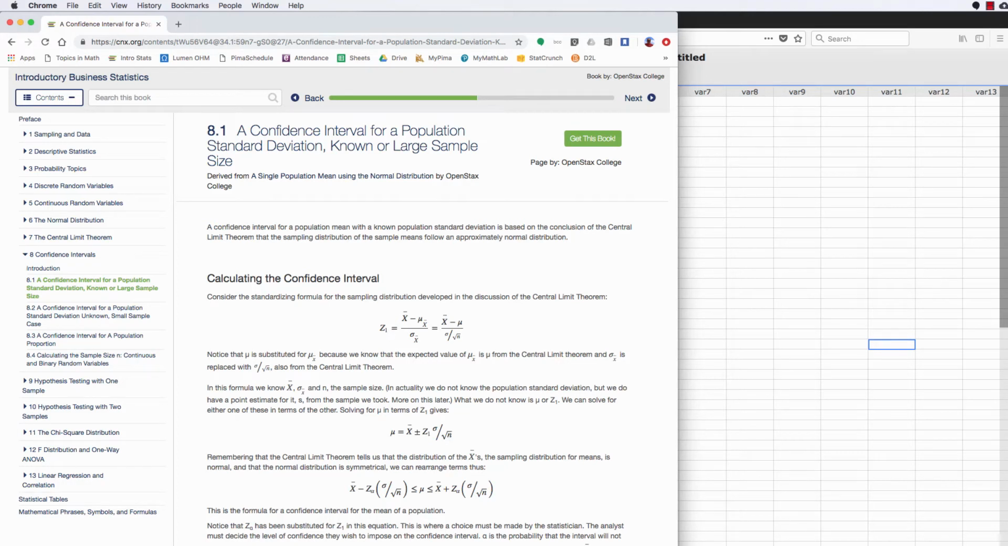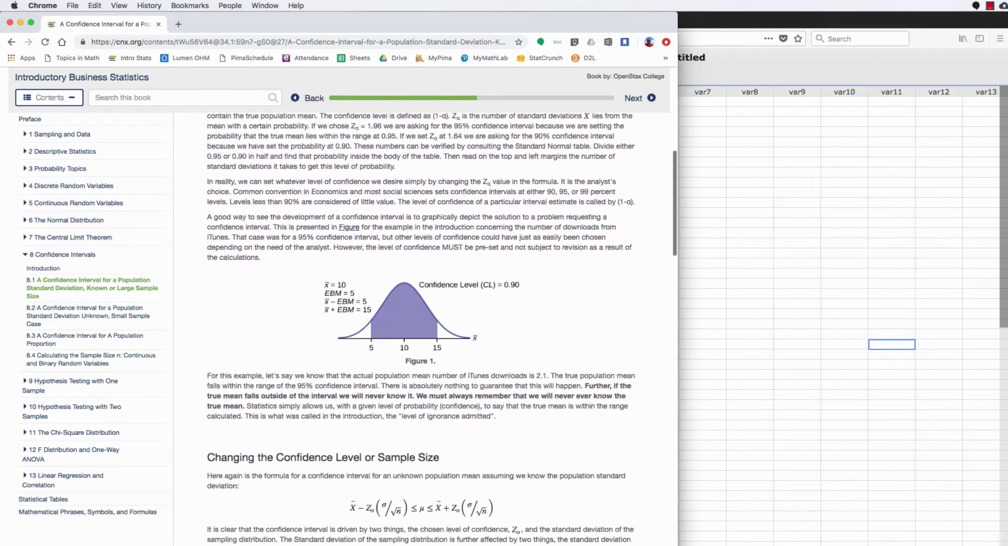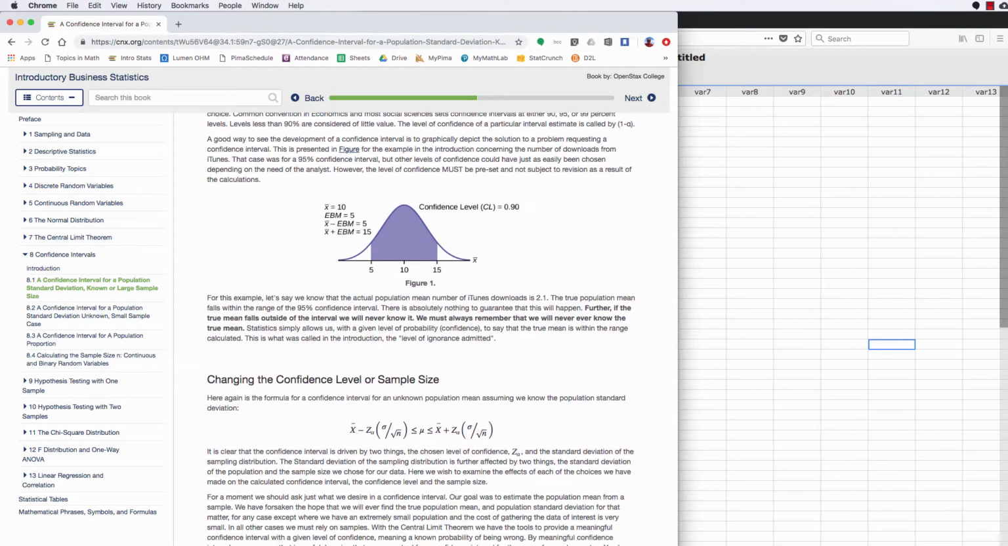In this section, we're going to cover confidence intervals for a population for the known or large sample size. In this basic graph, we first see that we have a mean of 10. Now, this is not a standard deviation. We're going to create a confidence level. We took a sample. We found the mean to be 10. We want to know what the population mean would be.